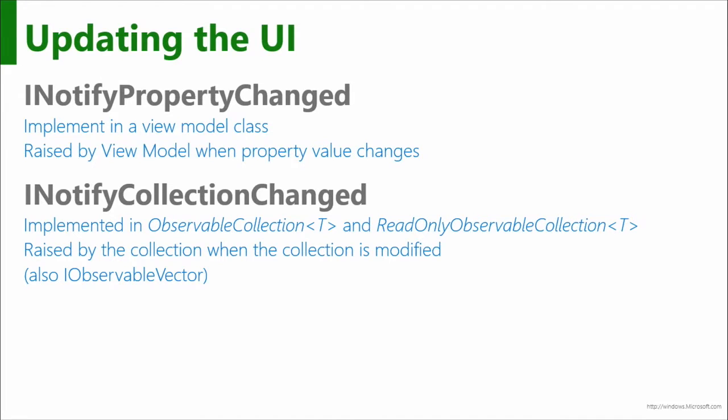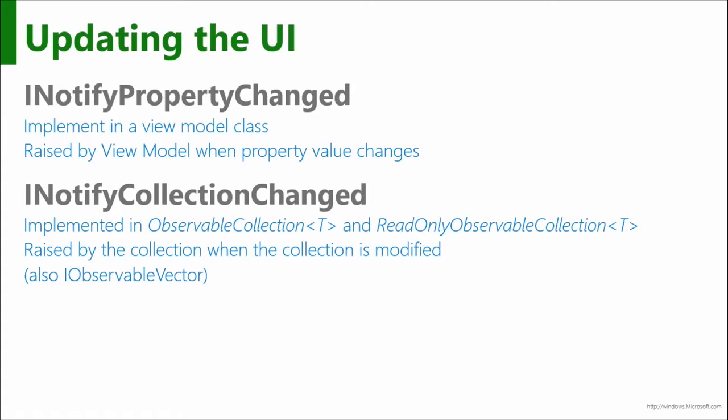But obviously the UI needs to know when anything changes in that class, which is why we use the updating of the UI. There are two interfaces that are crucial to all of this: INotifyPropertyChanged and INotifyCollectionChanged. A view model will implement INotifyPropertyChanged on any property, so that whenever that property changes in that view model class, an event is fired, and it's the UI that consumes that event. Okay, so my UI is not polling and asking, has it changed, has it changed, has it changed? No. That wouldn't be very performant.